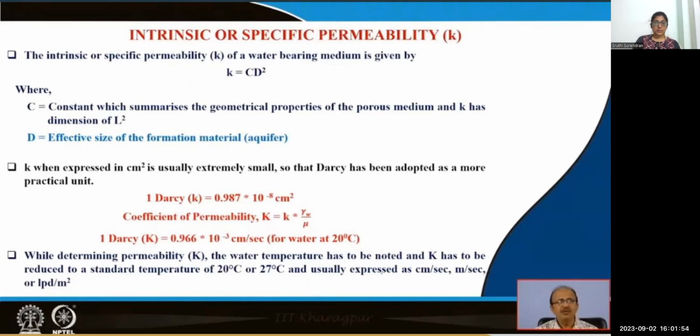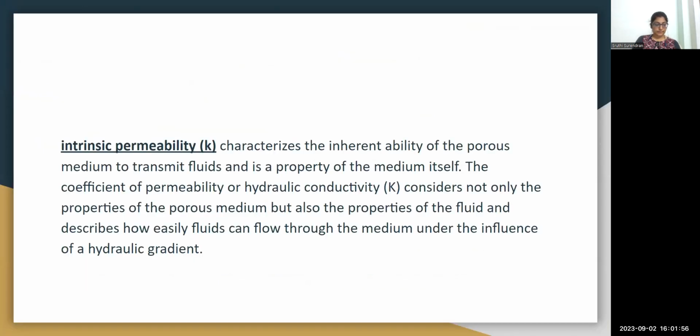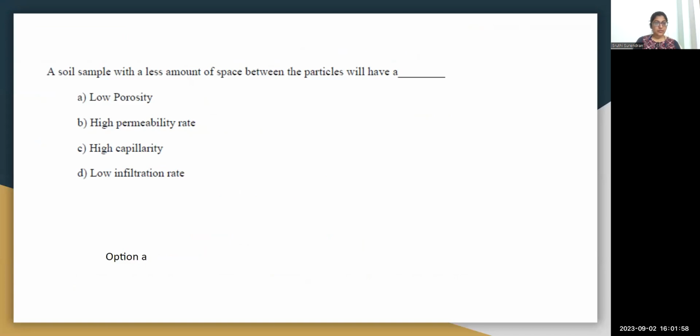So that's about intrinsic permeability. A soil sample with less space between the particles will have low permeability, low porosity, high capillarity, or low infiltration rate. A pretty direct question: when the pore space is less, it will have low porosity.